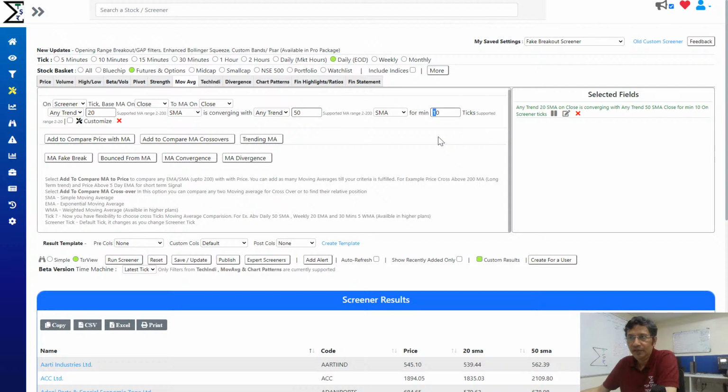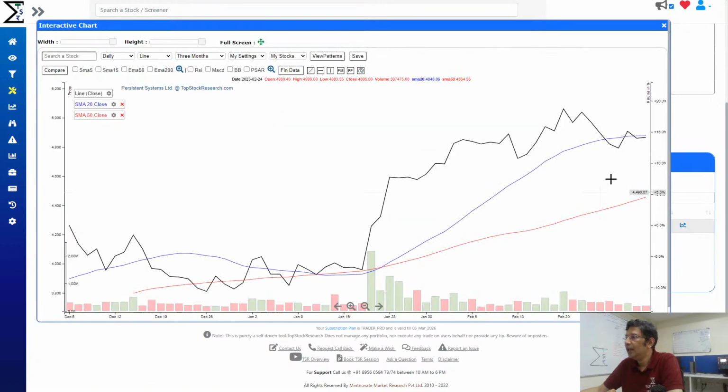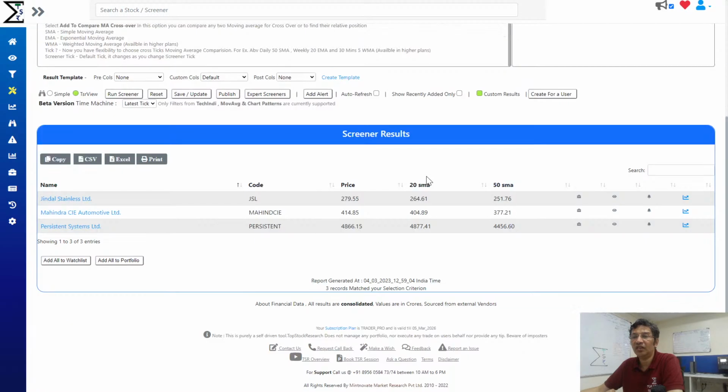So another variation you can do is, if the 20 moving average, in any trend, is rising and converging with a rising 50 moving average. What it tells you is that first of all 20 is rising, 50 is also rising, and they are also converging, right? So it will help you to see that 20 is rising, 50 is rising, and they are coming closer, right? So in this case, just change it slightly. So this is 10 ticks, right? That's why there was only one stock which has come. Let's see if there are other stocks also coming.